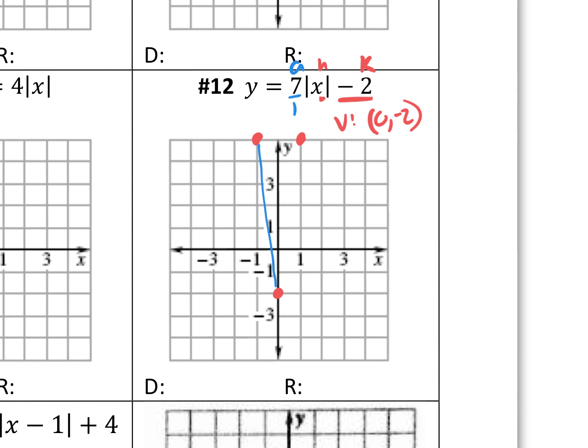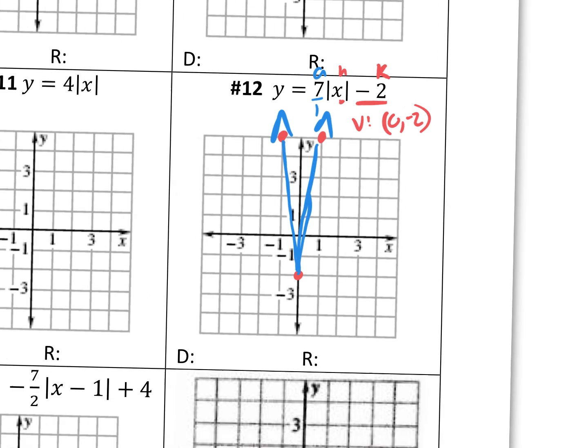But check that V out. That's a super narrow, oh, that's ugly. Man, I wish I could draw straight. But you get the idea. It's a super narrow V. Questions? All right.